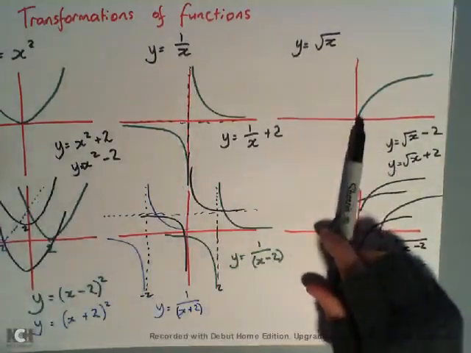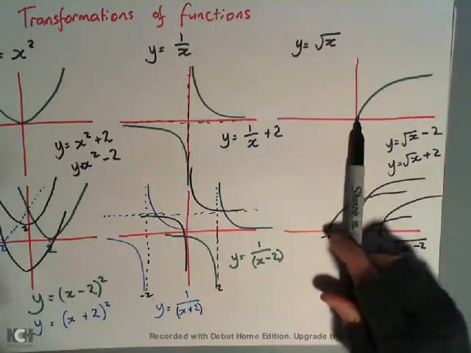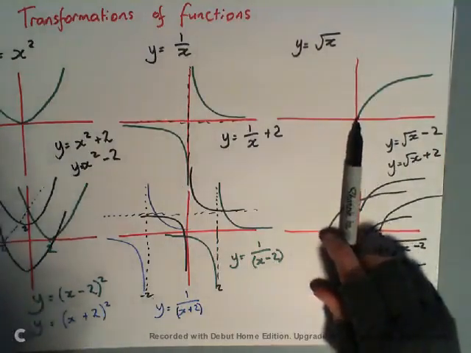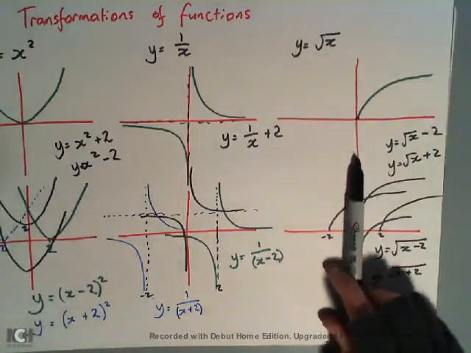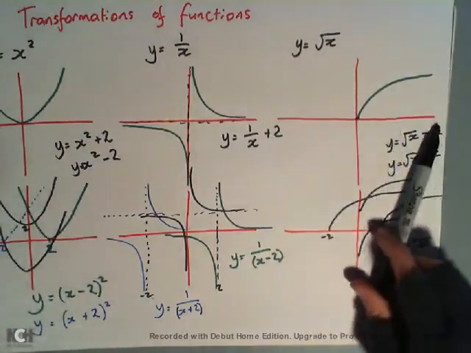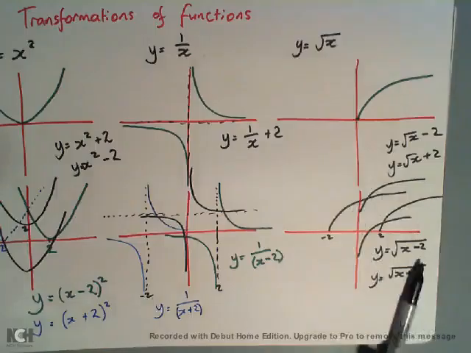For our square root part, we're looking at the first little intersection, or the first point. Okay, moving it up or down, left or right, same situation. Outside the square root for up and down, inside the square root for left and right.